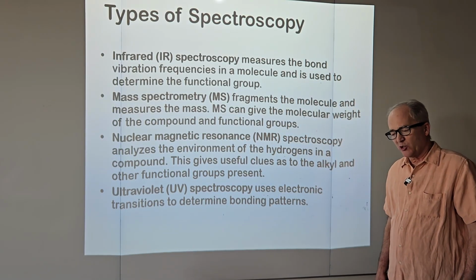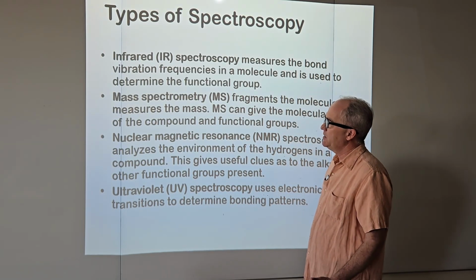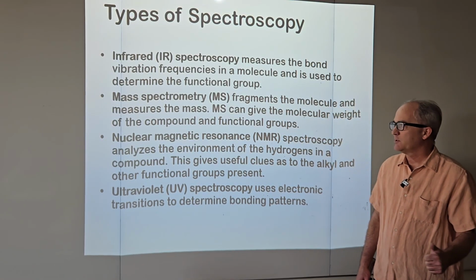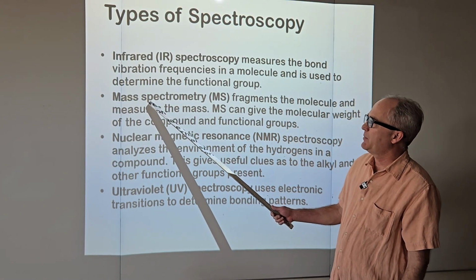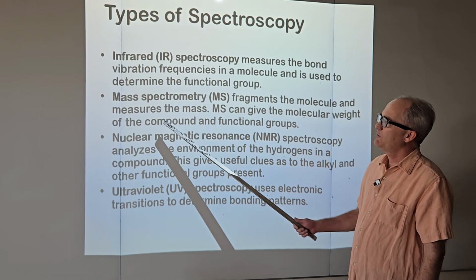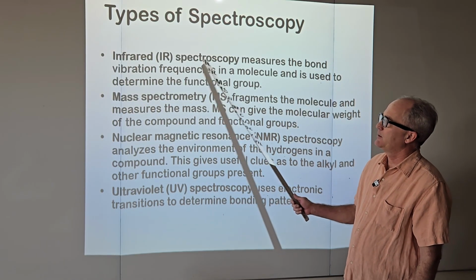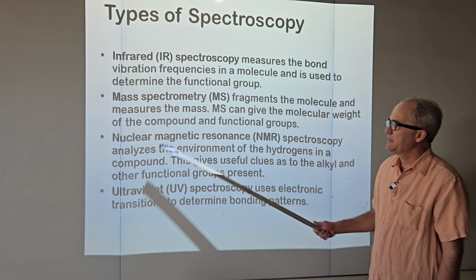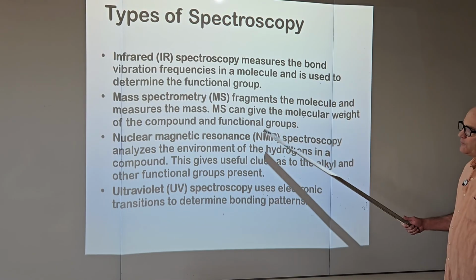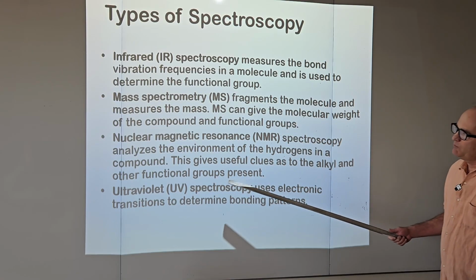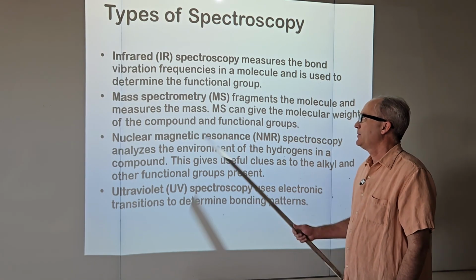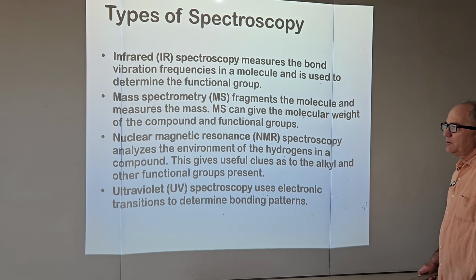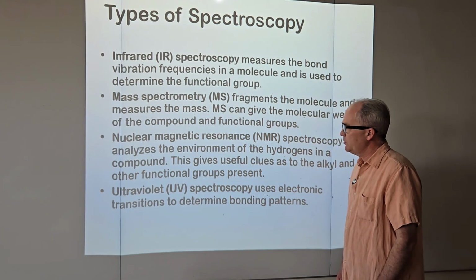In this chapter, they throw in another technique that has nothing to do with electromagnetic radiation, and it's called mass spectrometry. So you don't want to say mass and then that other word. They're two different things. What is mass spectrometry? It fragments the sample and measures the mass. Mass spectrometry can give the molecular weight of the compound and functional groups.